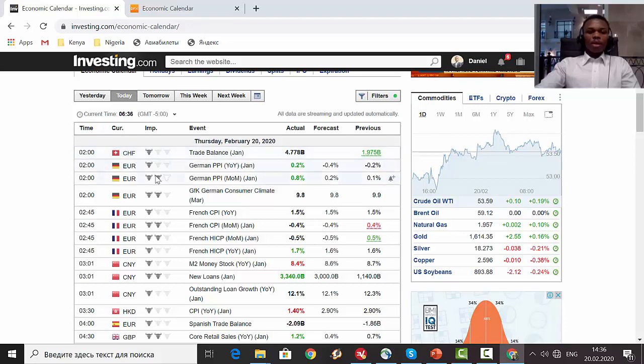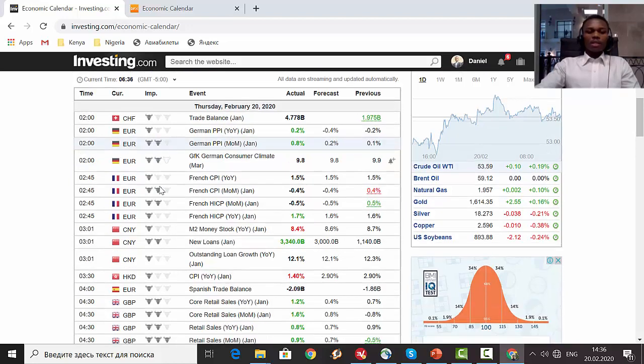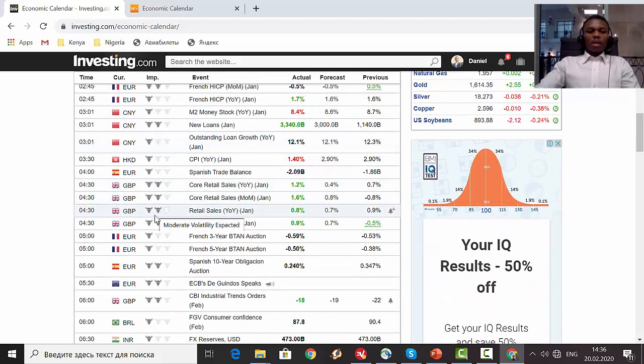For example, here on investing.com, when there is one bull, it shows low volatility expected, meaning there's going to be less impact. Where we see two bulls, it shows moderate volatility that should be expected in the markets. Now, there is where we see high volatility. Expectation of high volatility is when we have three bulls. This is how to read information from the economic calendar.